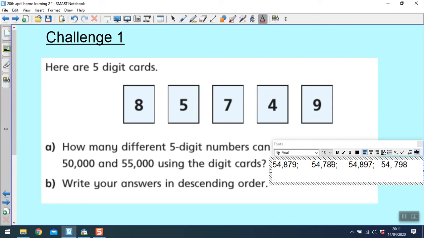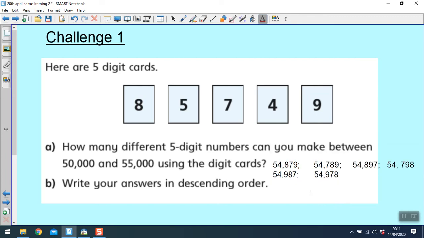And then what I haven't got after the 4 is a 9, so 54,987. And then I can switch the 8 and the 7 round to 54,978. Okay, so there's 6 possible numbers that are between 50,000 and 55,000. And I need to put them in descending order, so going down from the biggest.